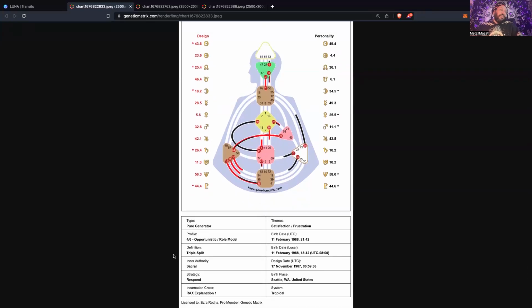Let's see. Inner authority, sacral. So generators, they're going to feel the drive in their sacral center, that they have the energy to do something. The sacral gives permission to expel energy towards an activity. It's also important to ask this person yes or no questions.